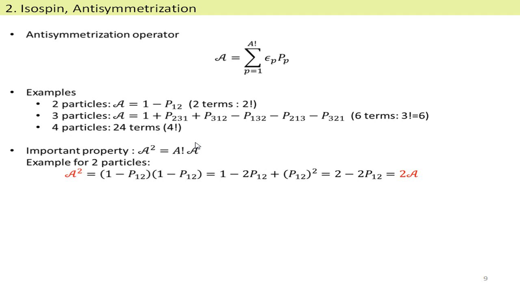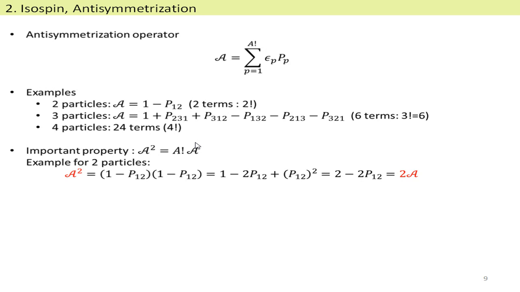And well, an important property of this antisymmetrization operator is that it's called a projector. The projector means that if you apply it twice, it's equivalent to applying a single time. So A square, up to a normalization factor here, is equal to A. And you can easily see it for 2 particles.